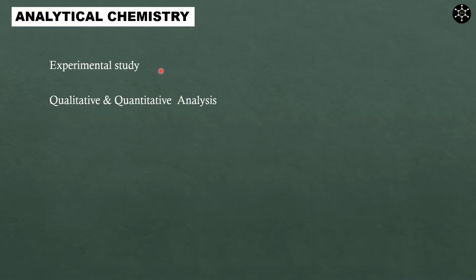Analytical chemistry is an experimental study which involves both qualitative and quantitative analysis. As the name itself indicates, qualitative speaks about the quality, meaning what is present, and quantitative speaks about the quantity, meaning how much is present.